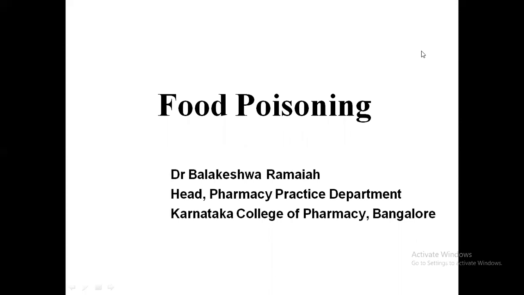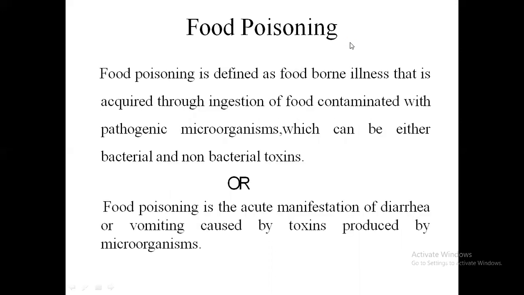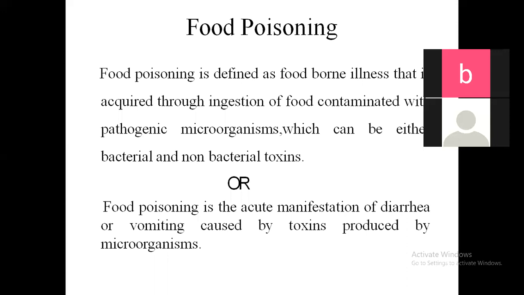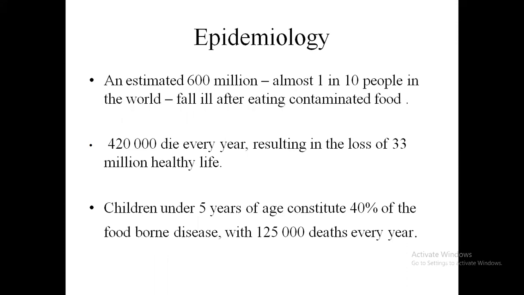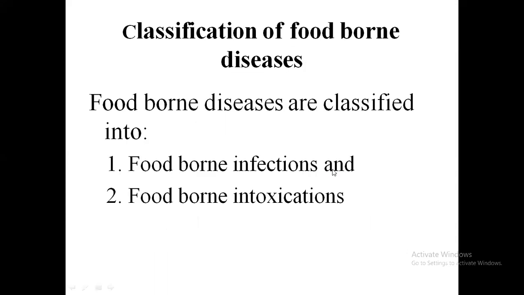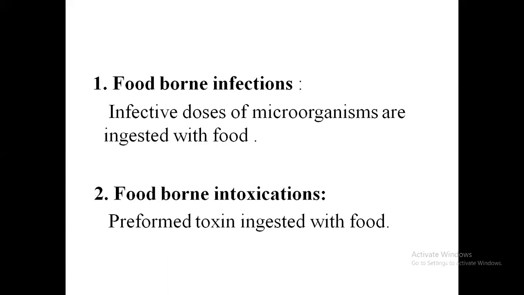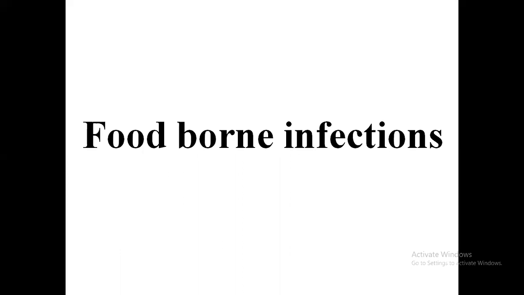So food poisoning, as I told, is a very common thing which usually happens because of ingestion of contaminated food. Epidemiologically we can see that this kind of food poisoning can occur very commonly, with many outbreaks. There are two types: foodborne infections and foodborne intoxications. Foodborne infections are because of infective microorganisms; intoxication is because of toxins.